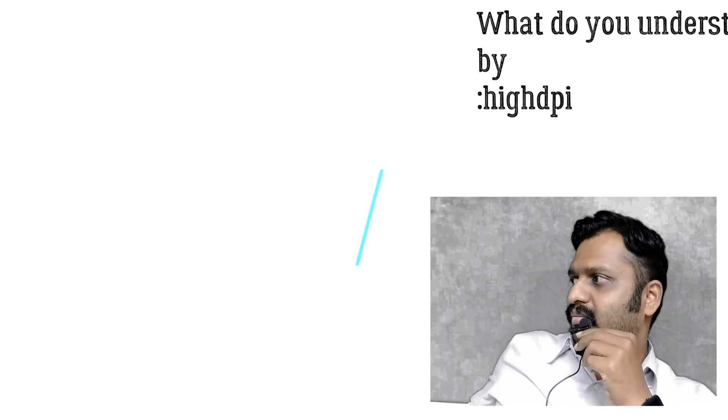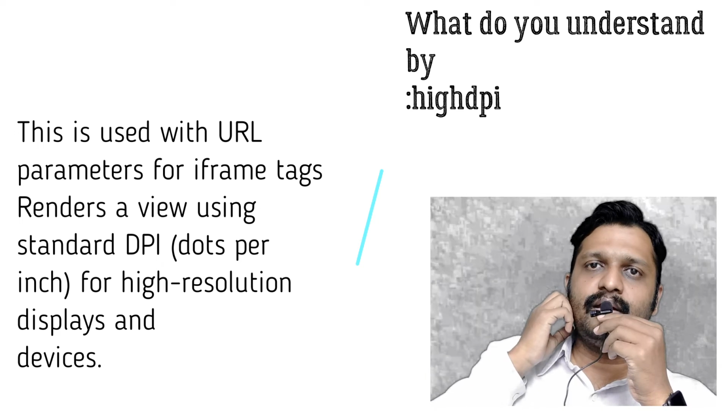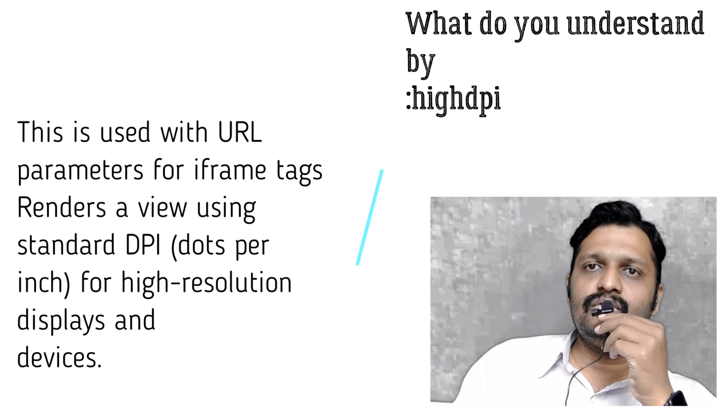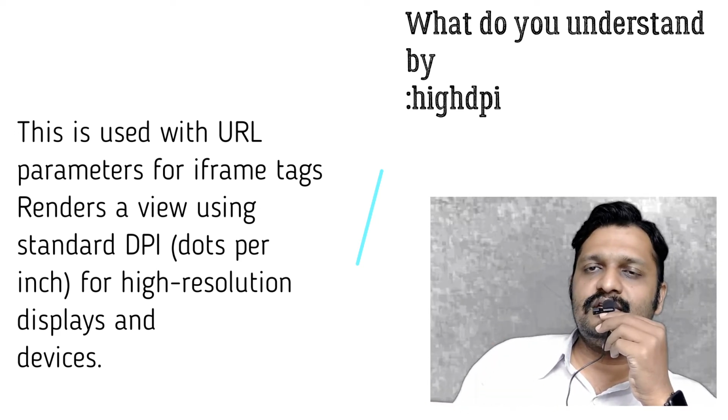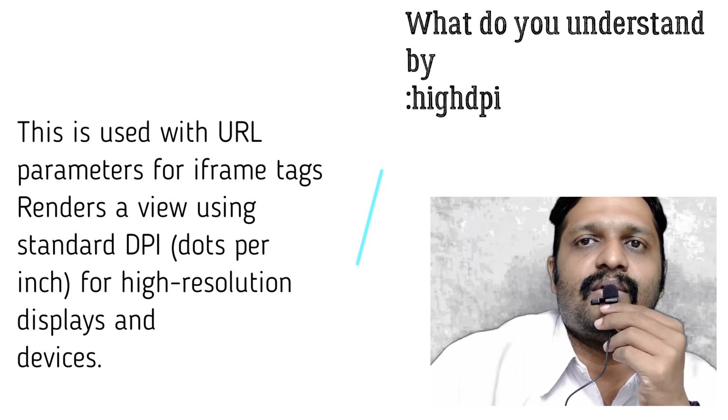What do you understand by high DPI? This is used with URL parameters for iframe tags. Without it, a view renders using standard DPI, dots per inch. DPI stands for dots per inch, and high DPI is for high resolution displays and devices.